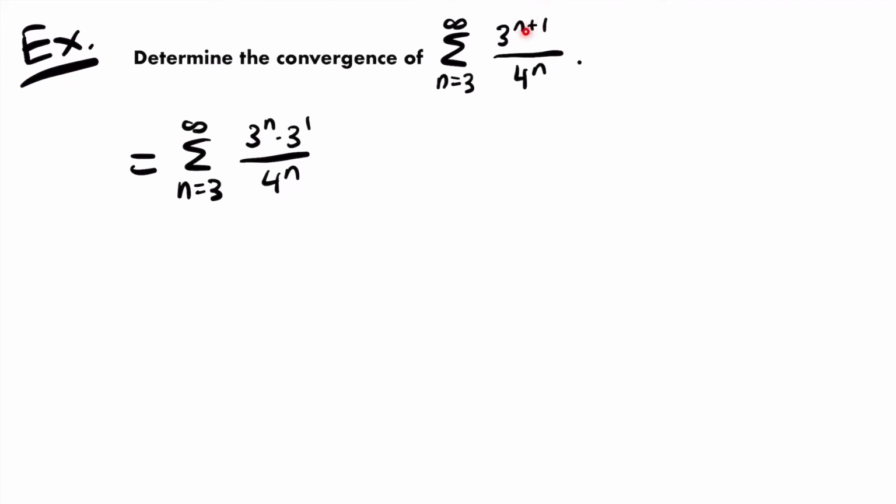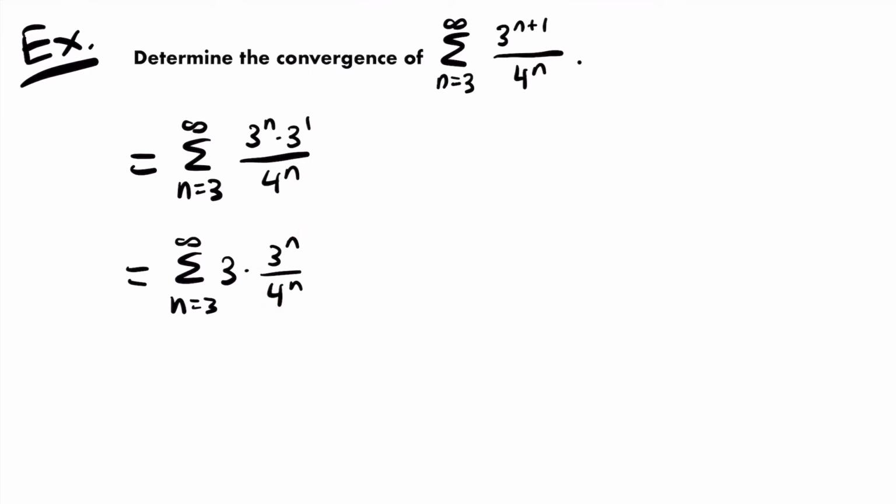So we split up that power and we just have 3 to the power of n times 3 to the power of 1. Now if we pull that 3 to the front, this will be equal to the sum from n equals 3 to infinity of 3 times 3 to the power of n divided by 4 to the power of n. This is the same thing we have up here. I just moved this 3 to the first power to the outside of the fraction, and now we can better see what our common ratio will be.